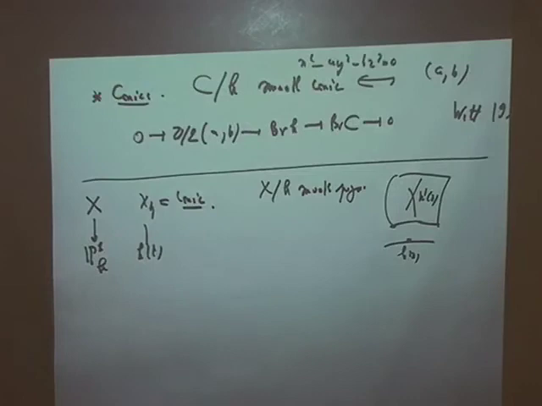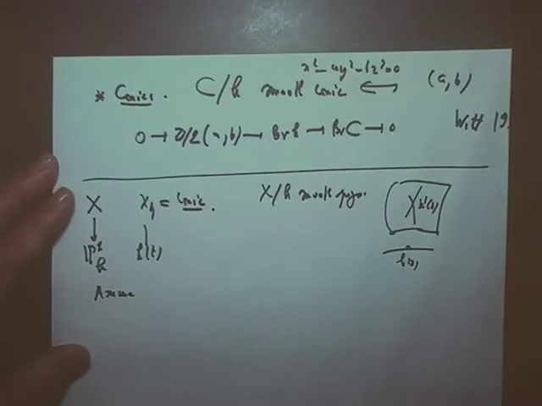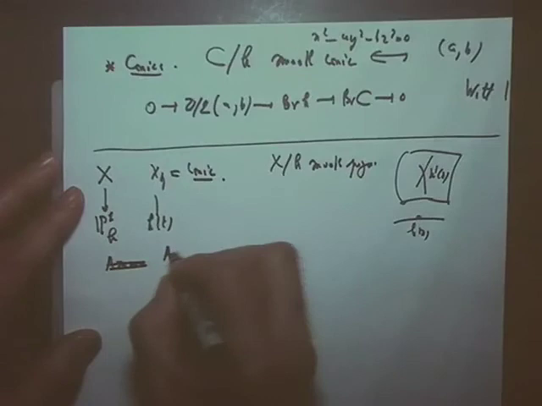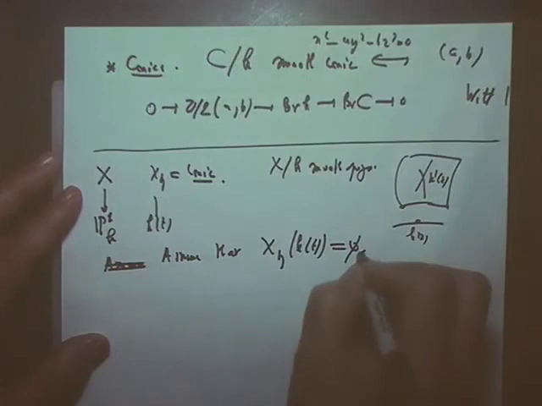So let me at least state the result. Assume, ignoring the characteristic problems, that the conic bundle you're given is not trivial. That is, that the generic fiber X_eta has no rational point over K(T). This is an interesting case. Then there's an exact sequence.